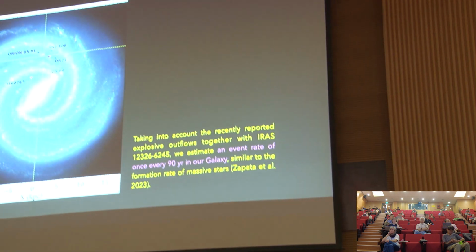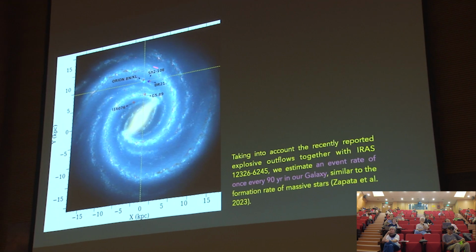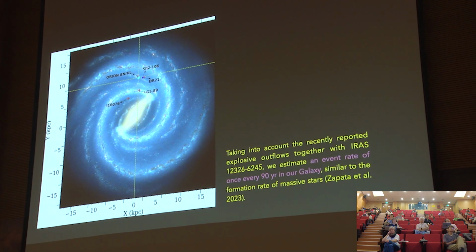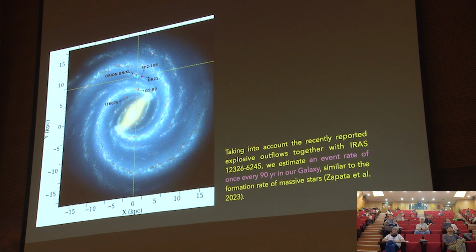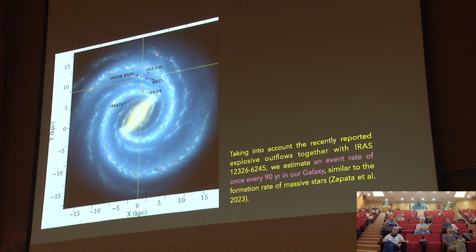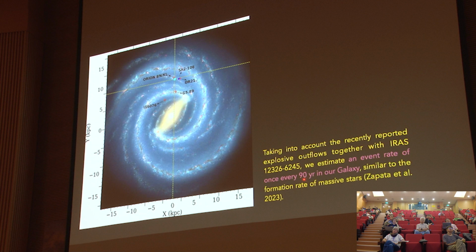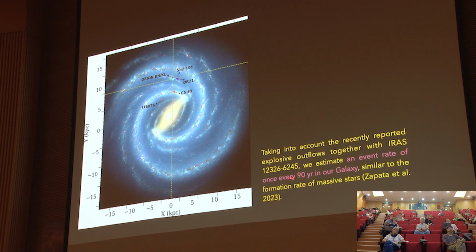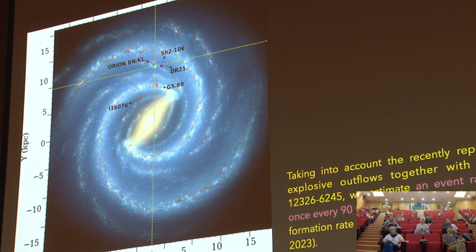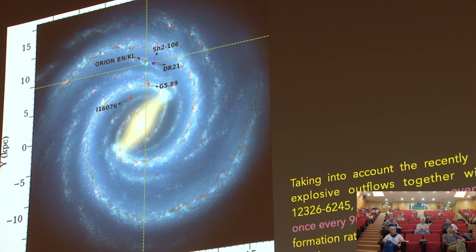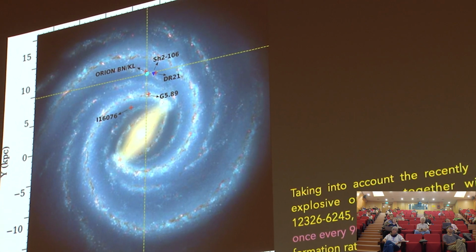The first question is, we started to see where all the explosive outflows are in the galaxy. We can start to estimate the rate, more or less, from these outflows and the distances and the ages that we have. And more or less, the rate that we started to find is something like once every 100 years in the galaxy. So this is really close to the supernova rate in the galaxy, more or less, if we do good counts.